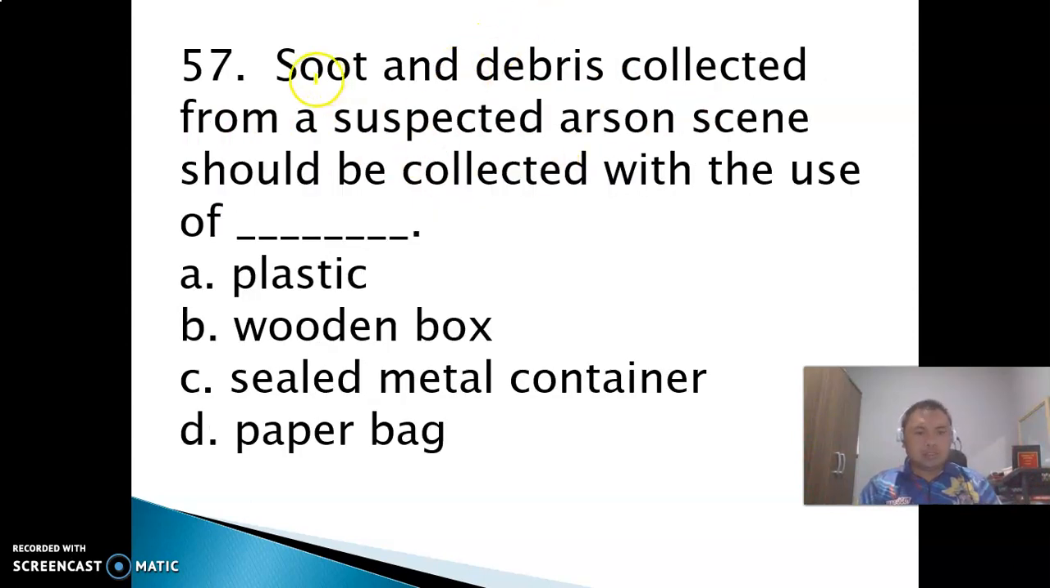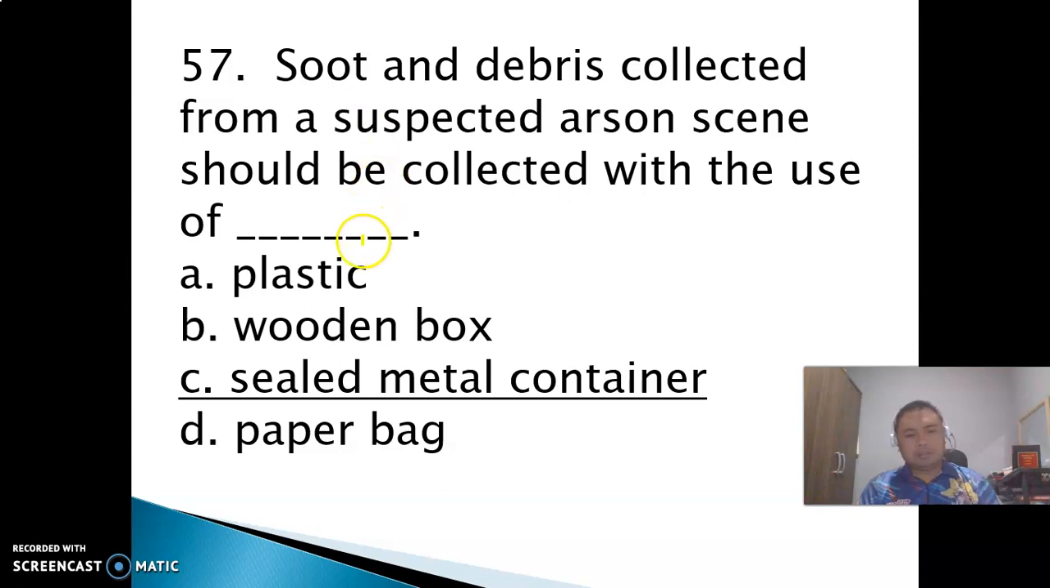57. Soot and debris collected from the suspected arson scene should be collected with the use of blank. Is it A, plastic, B, wooden box, C, sealed metal container, D, paper bag? So, what is being collected here is the soot, no? The debris, and it is in an arson case, suspected arson case. How would you collect the soot and debris? It should be with the use of a sealed metal container.